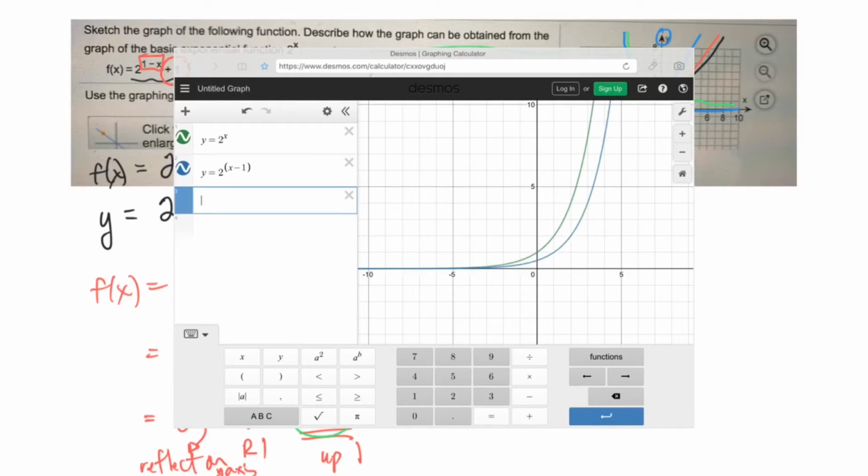Let's try one where we have it written like theirs. So minus x plus 1. Y is equal to 2 to the, in brackets, minus x plus 1. Okay. Now, it's flipped it over, but I can't see that it is moved left or right. But let me back this off. Right to there. There we go. So there, it's just flipping.